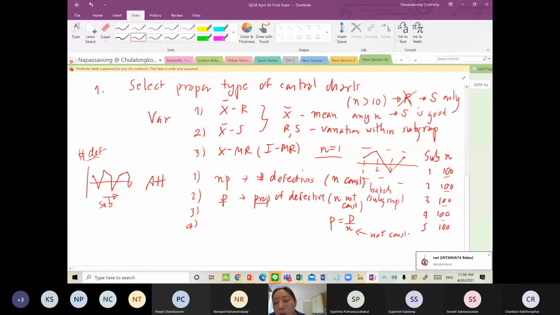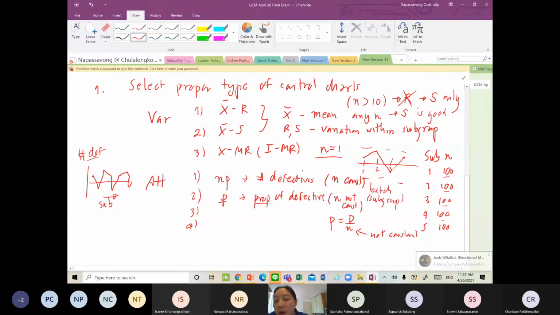But if n is constant, do you think we can use P chart? Isarika, if n is constant, do you think we can still use P chart? Yes, no. Why?